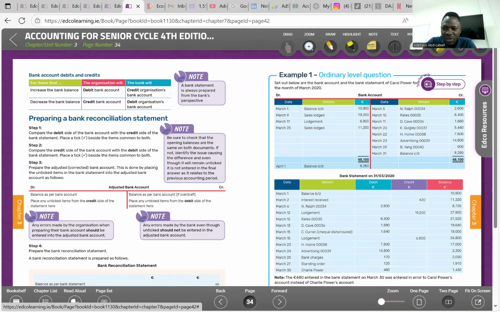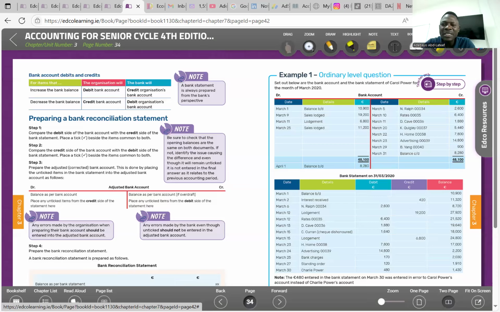Then we check the lodgement for 6,008, it is present here. But we have sales lodged of 11,200, which is on the debit side of the bank account, and is not on the credit side of the bank statement. So there's an error there. So there is an uncredited check of 11,200. We put that on the side.